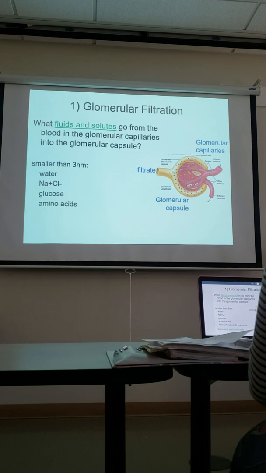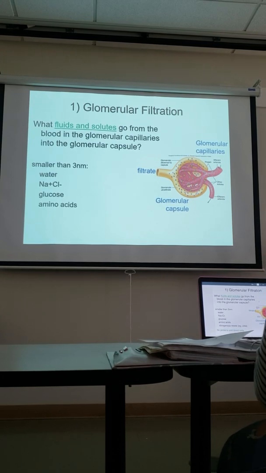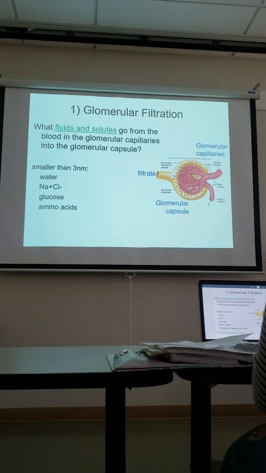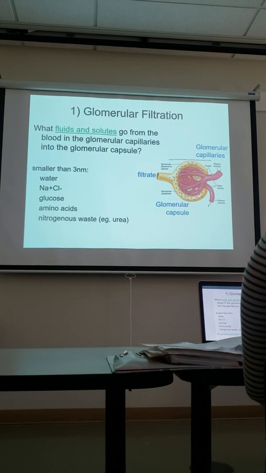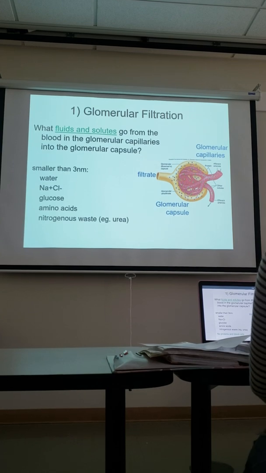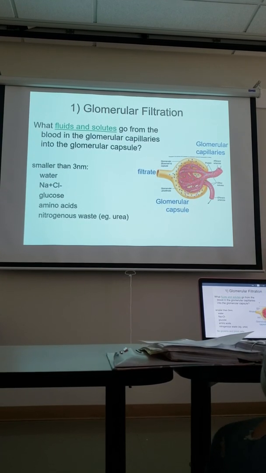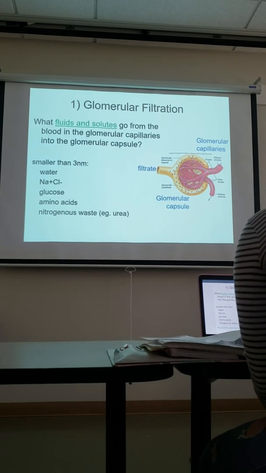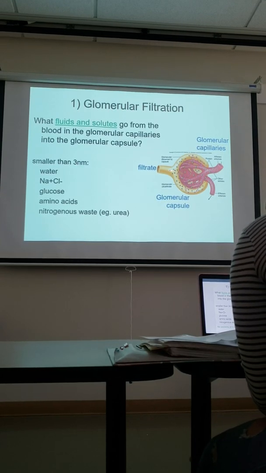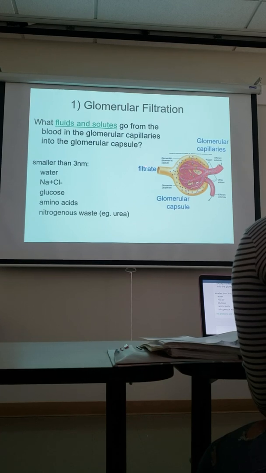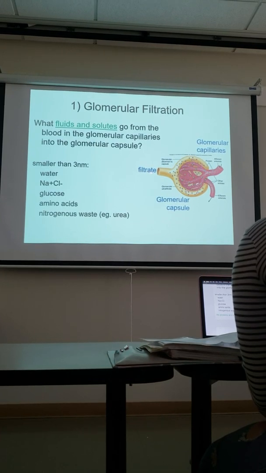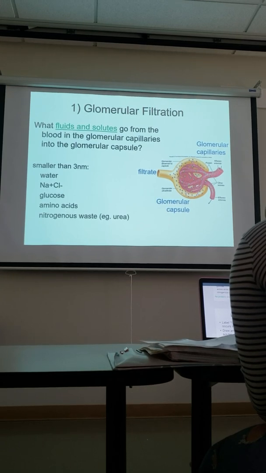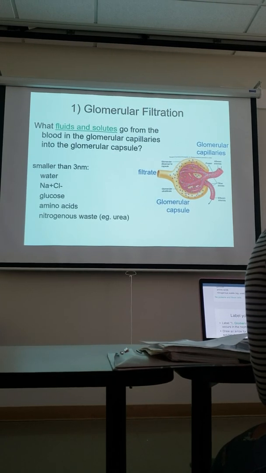A single amino acid, not a whole chain of them, so not a huge protein, but a single amino acid is actually smaller than 3 nanometers. That'll go through. And a lot of your nitrogenous waste, like urea, will go through, no problem. So all of these things will automatically get filtered through my glomerulus into my capsule, and it'll head into my tubules as filtrate. Okay? Now, what is larger than 3 nanometers?